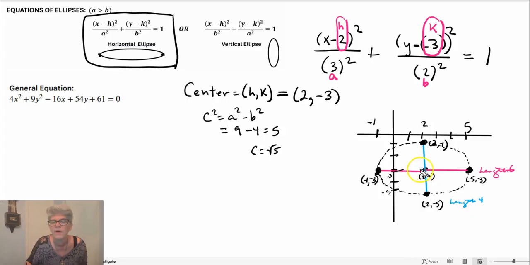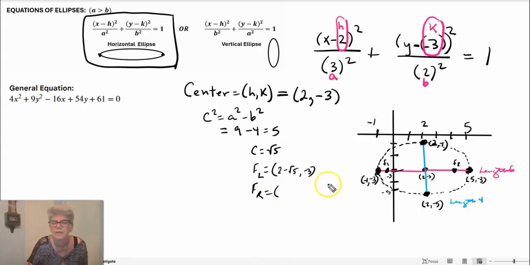So one focus is the square root of 5 units to the left of the center, which would be somewhere over here. And so one focus, the left one, so I might do FL, is going to be 2 minus square root of 5, comma negative 3. And then my right focus is going to be square root of 5 units to the right of the center, which is going to be about here, a little bit more than 2 units to the right.